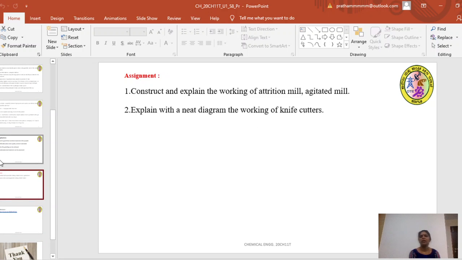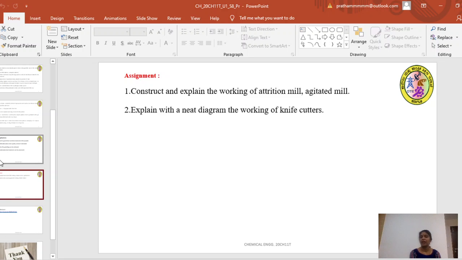Similarly, you have an attrition mill and agitated mill for the reduction of very fine, ultra fine particles, in order to get the reduction from coarse particles to ultra fine particles. And cutters definitely, shape ಅಲ್ಲಿ ಕಟ್ ಮಾಡ್ಬೋದು. ಆಮೇಲೆ ರಿಕ್ವೈರ್ಡ್ shape ಅಲ್ಲಿ cut ಮಾಡ್ಬೋದು. So for that you have knife cutters. For size reduction to a definite shape and size, you have knife cutters.